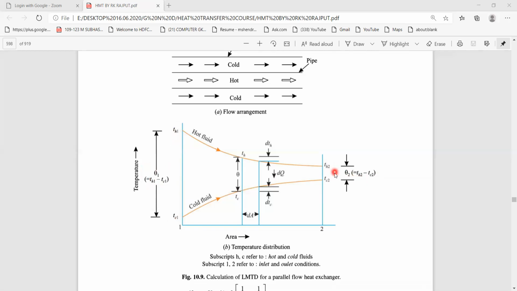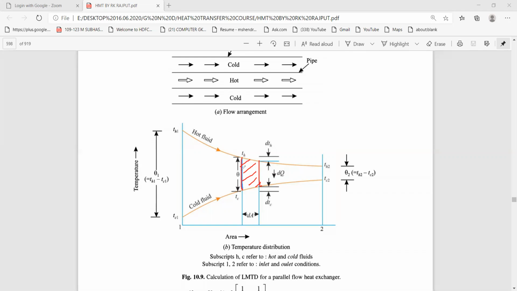Now, if we consider some small elemental area, let me change the color, the small element of the fluid flow, which has the elemental area dA. If we observe the heat transfer within the element itself, TH is the temperature of hot fluid in that element, and TC is the temperature of cold fluid in that element.